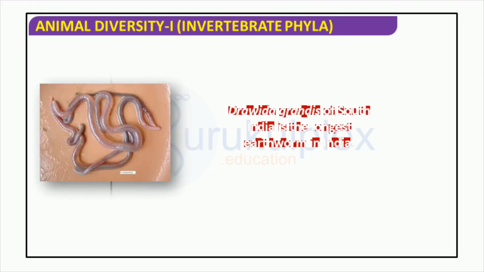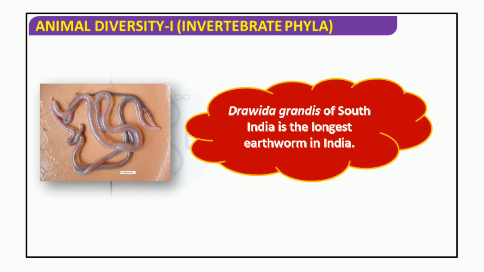Earthworms are incredibly beneficial to our planet, and Andromeda grandis from South India is the longest earthworm species in India, reaching up to 6 feet in length. It has a unique body structure which not only looks fascinating, but it also aerates and fertilizes the soil, helping to nurture vegetation and sustain various ecosystems. We must make sure that we protect and preserve this species as it is key to maintaining the biodiversity of our planet.